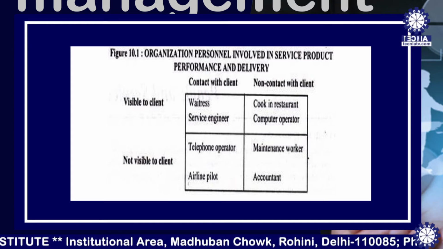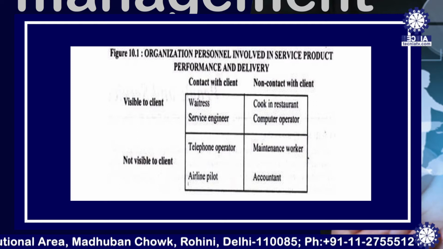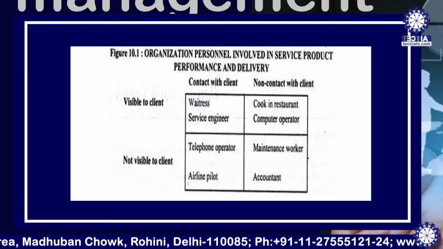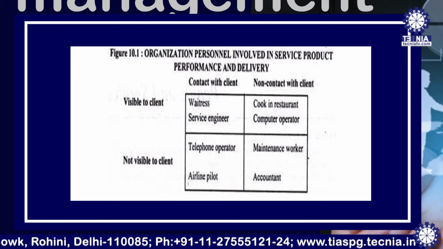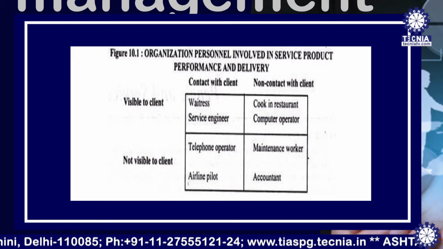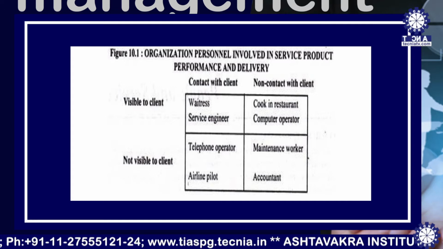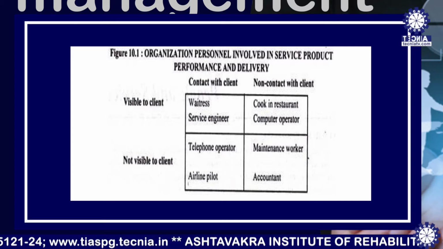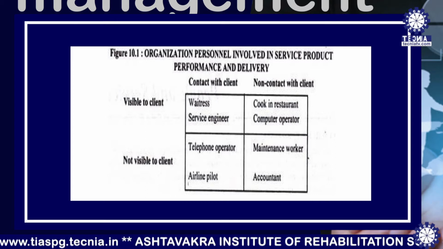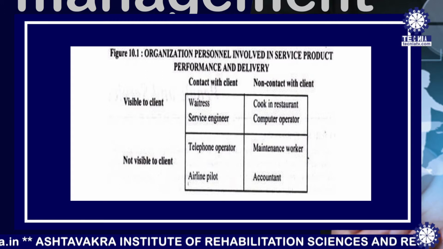For instance, when we go into a restaurant, the cook is visible to us, but we don't talk to the cook. Whatever we have to order, we order at the counter itself. We give the order, and he passes on the information. He gives you a receipt, and then you deliver that receipt at the counter itself, and then he gives the order to the cook that so and so thing has to be prepared. So the cook is visible, but he has no contact with the client.